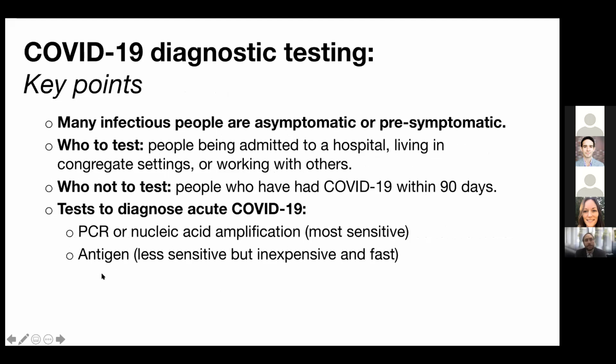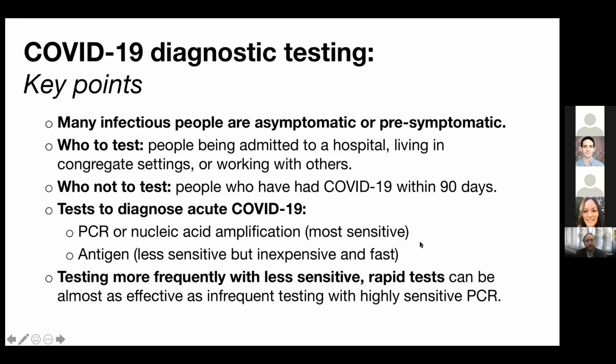What tests do we use to diagnose acute COVID? PCR or nucleic acid amplification, the most sensitive tests, which has certain use settings, as well as antigen tests, which are less sensitive, but inexpensive and fast. And the key point to emphasize again, testing more frequently with less sensitive rapid tests can be almost as effective as infrequent testing with highly sensitive assays like PCR assays.